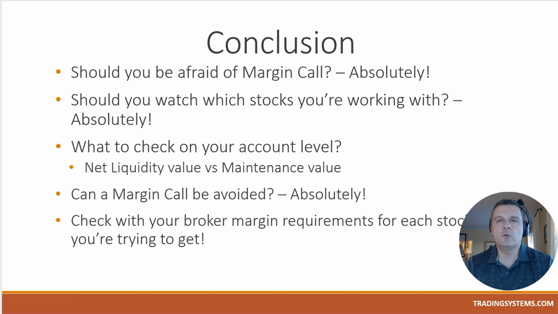Okay, so what to check on your account? Check your net liquidity value versus your maintenance value. Okay, that's to check. As soon as you get closer to be within 10 to 20%, beware, you may get the margin call. So can it be avoided? Of course it can be avoided. As I said, just watch for that value and make sure that you don't overexpose yourself. And check with your current broker whatever the margin requirements are for each and every stock that you're purchasing. Obviously, if you're doing something automated, just beware which universe of stocks you're working with. So you would need to know how much exposure you give to a certain type of stocks.